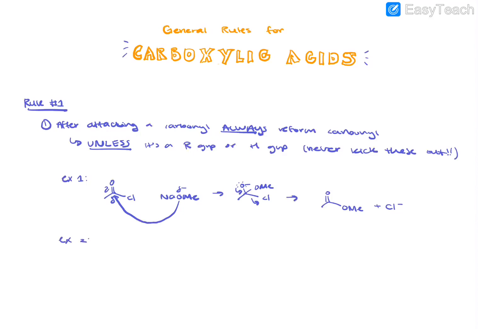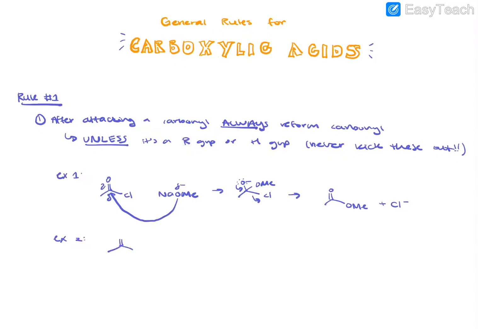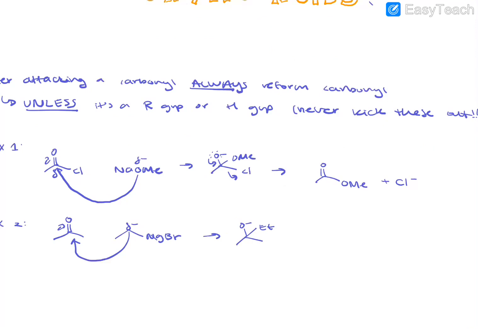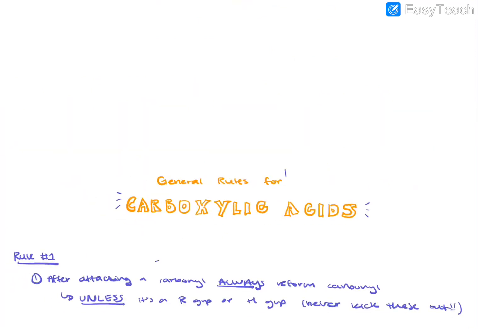Now let's go over another example where we have something that can't be kicked out. So an R group or an H group. Okay, so let's do this with MgBr. So we have a Grignard reaction, and we know that this here is our electrophile. It's going to come attack, kick that off. So we have an ethyl group here. Okay, and now we can see that we only have 3 R groups, which we know cannot be attacked.